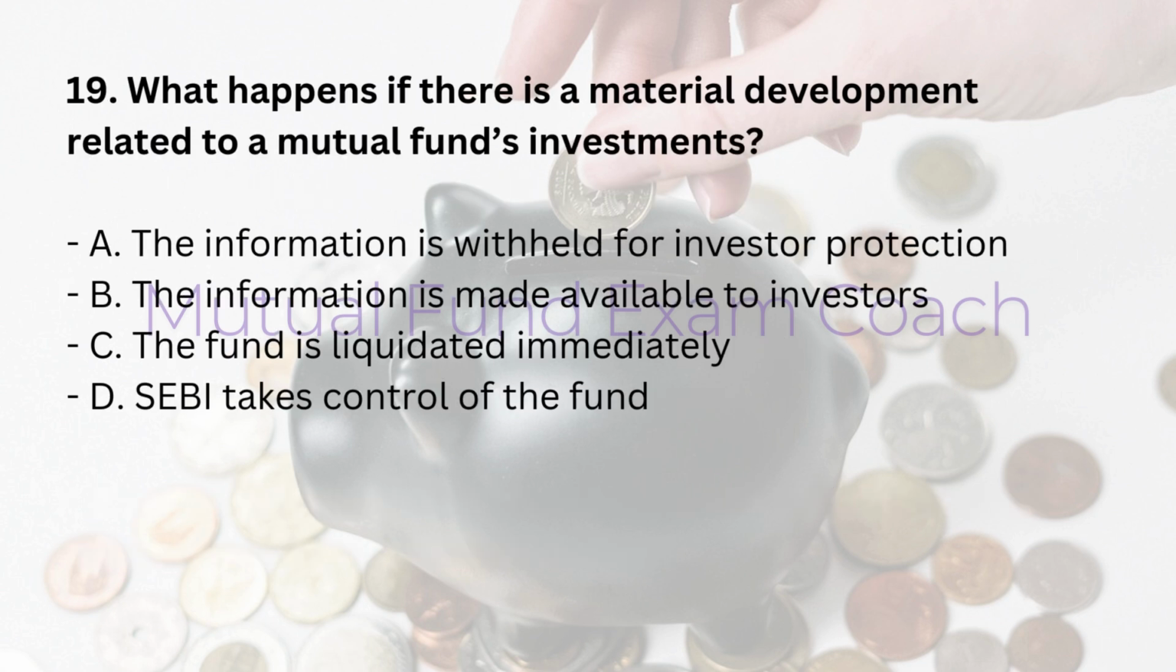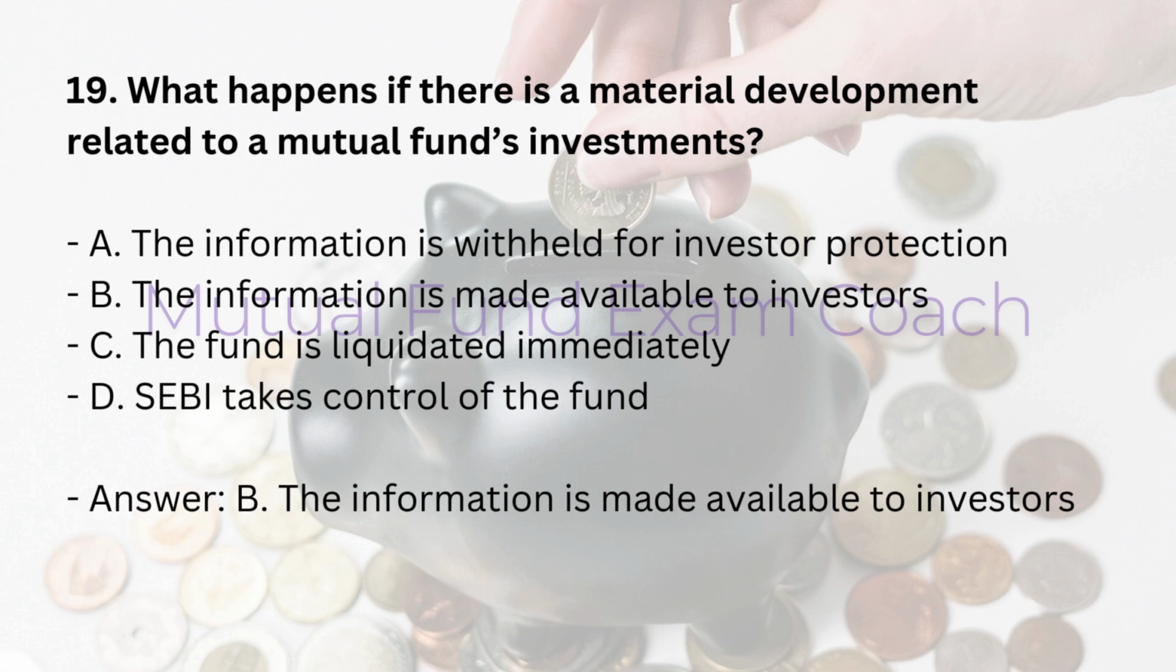19. What happens if there is a material development related to a mutual fund's investments? A. The information is withheld for investor protection. B. The information is made available to investors. C. The fund is liquidated immediately. D. SEBI takes control of the fund. Answer, B. The information is made available to investors.